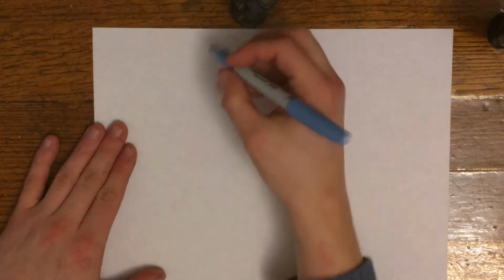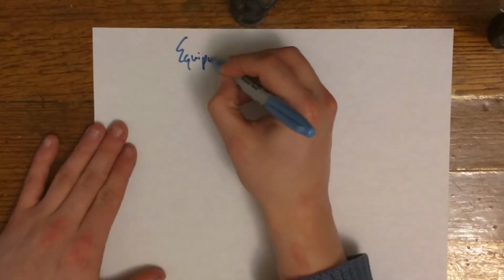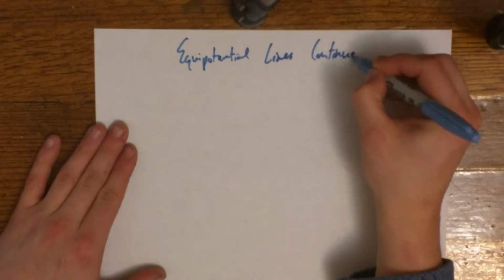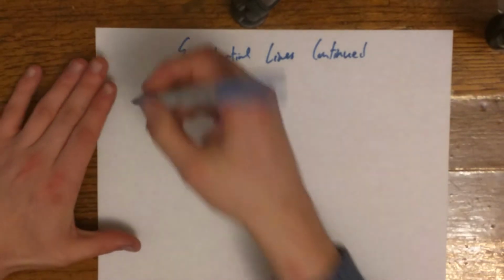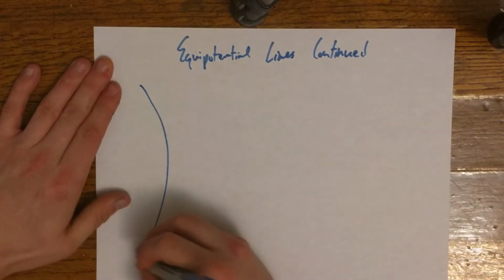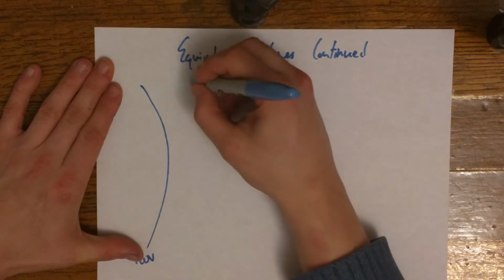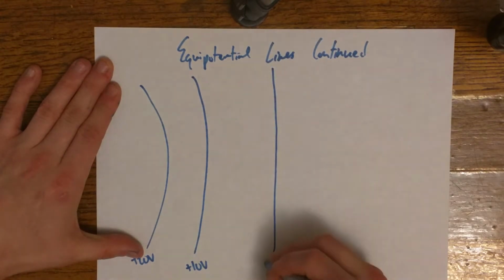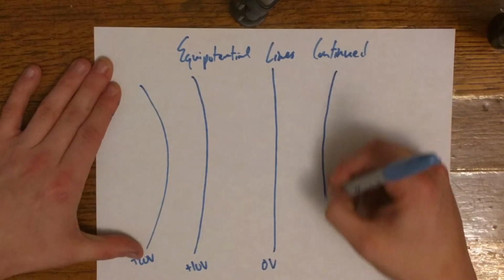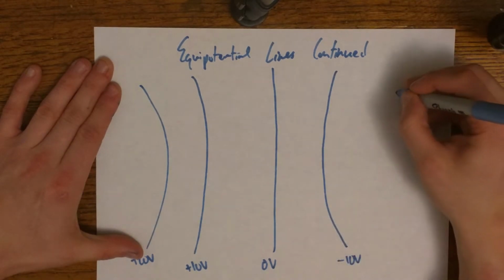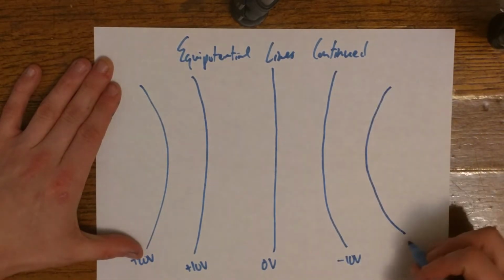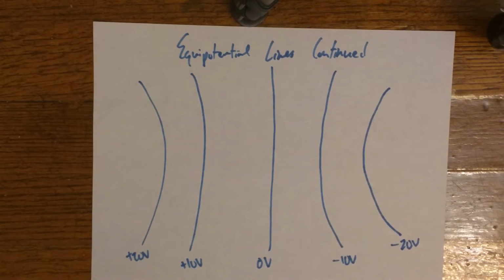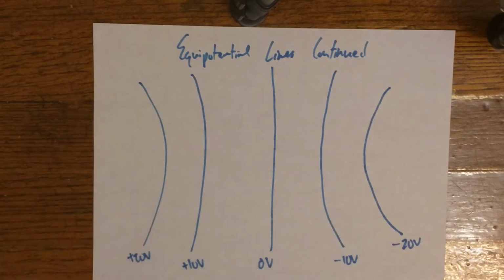Okay. Here I have equipotential lines continued. Let's just say that I have these potential lines. Let's call this positive 20 volts, positive 10 volts, 0 volts, negative 10 volts. Remember that we are free to define what is our zero voltage and then go from there. So let's say that I have an arrangement where those are my equipotential lines.